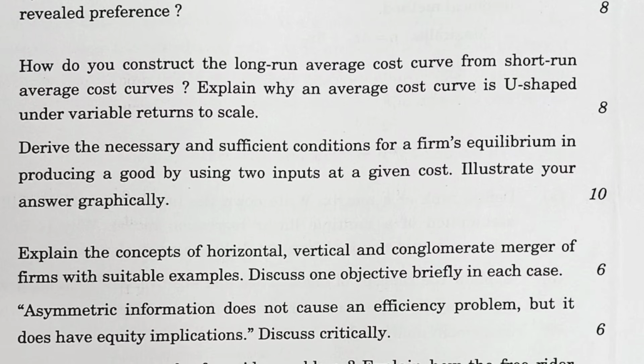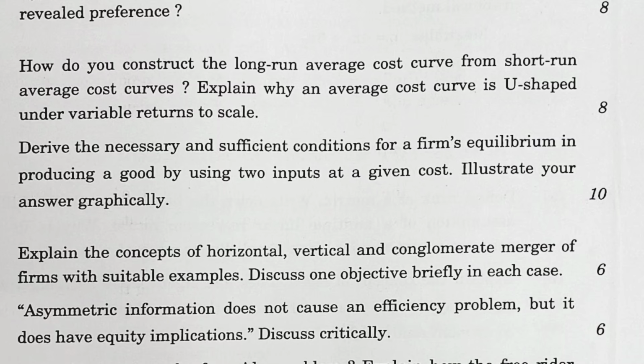Then the next question was: how do you construct the long run average cost curve from the short run average cost curves? Explain why an average cost curve is U-shaped under variable returns to scale. So the long run average cost curve is constructed by plotting the minimum of average cost curves for each output level, considering all possible plant sizes. Now, why is it U-shaped? It is due to the economies of scale and diseconomies of scale as the production level changes.